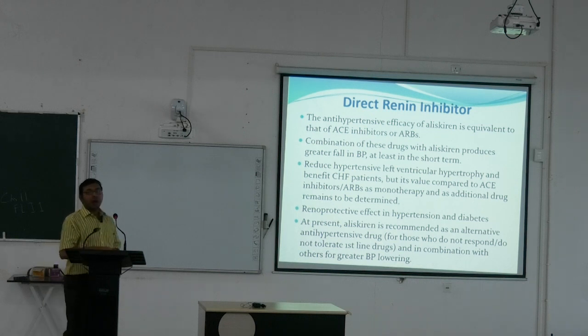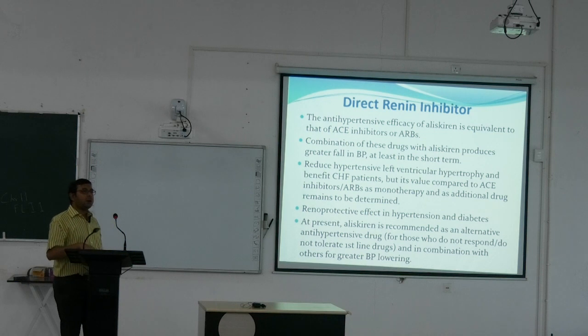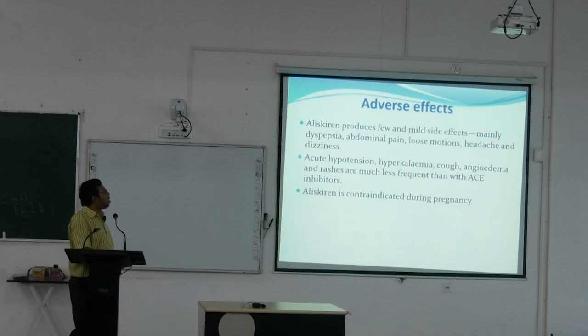So, when there is hypertension, the first line drugs are ACE inhibitors, ARBs, diuretics and different other agents. So, if it is not controlled, then aliskiren, the direct renin inhibitor, can be used. Aliskiren directly inhibits renin, but it is not used nowadays because of different types of adverse effects.